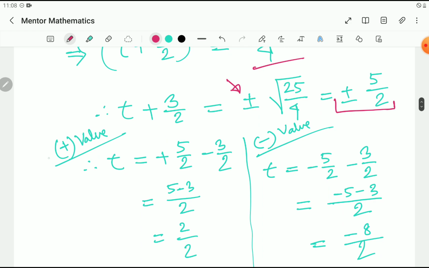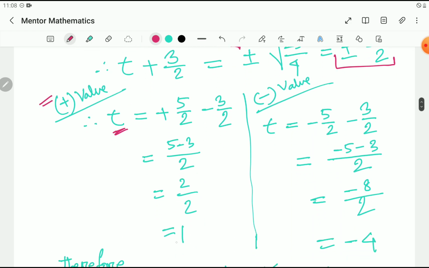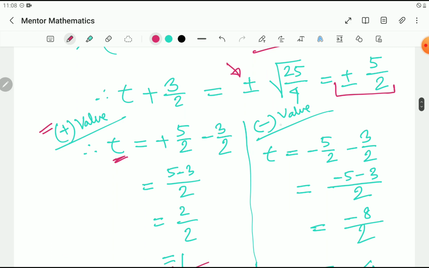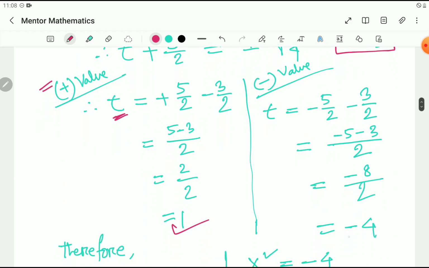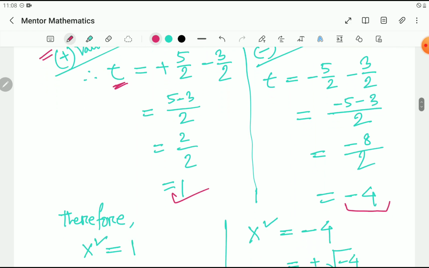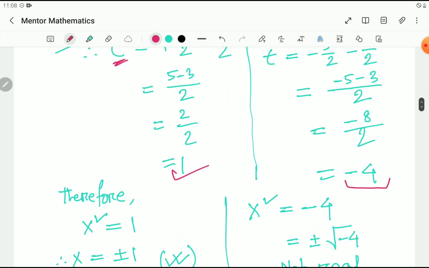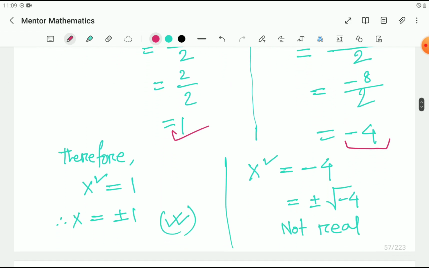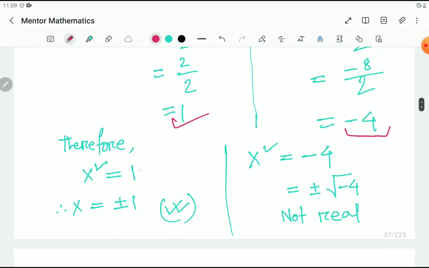So let's take the positive value, t plus 3 by 2 equal to 5 by 2, then the value of t we find is 1. When we take the negative value, then the value of t we find is -4. Initially we considered t equal to x square. So as t equals 1, we can write x square equal to 1. So the value of x becomes plus minus 1.